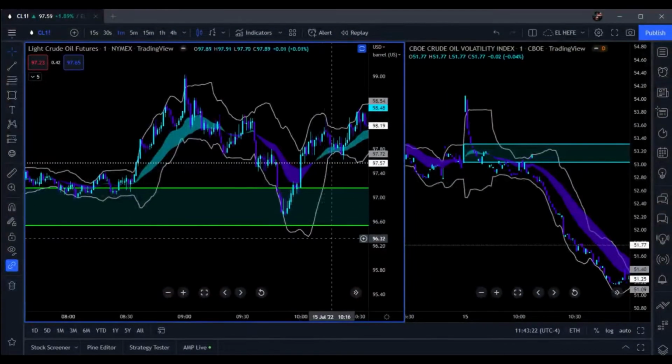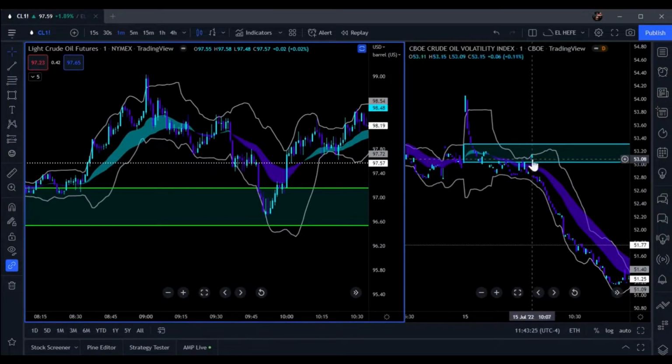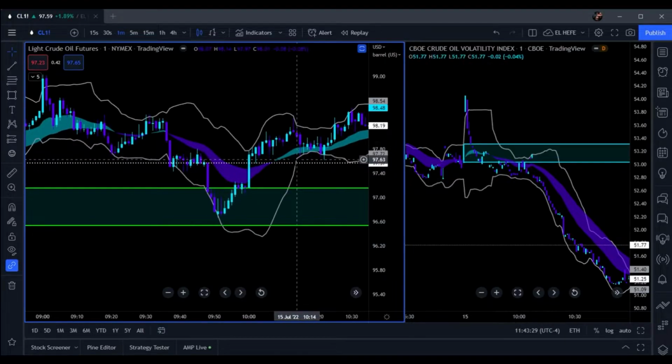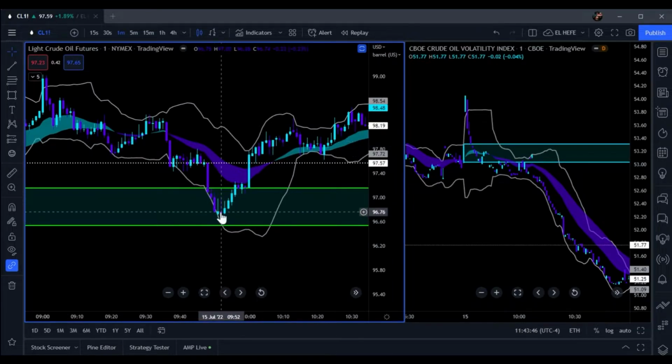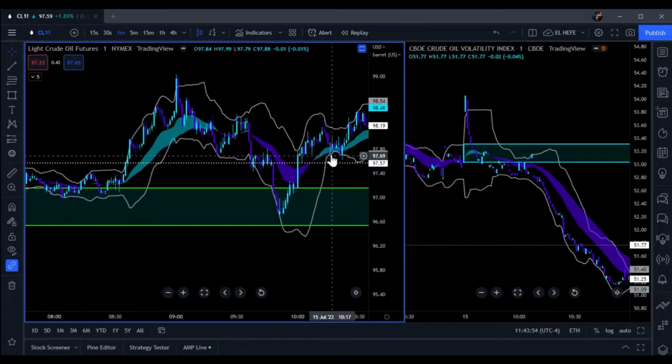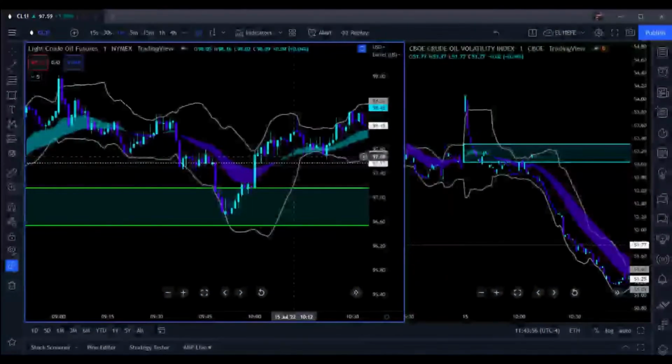And even right here at 10:07, 10:08, I don't have anything I could have got long right there with on that poke up. I couldn't have got long right there. I would have had to get long right here off of a Bollinger Band setup. Yeah, I don't have anything there.